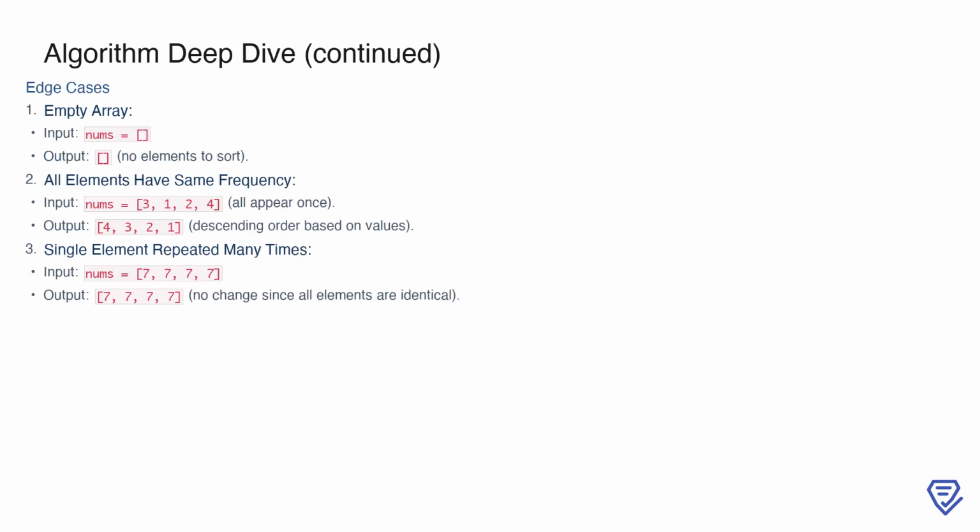When solving this problem, it's important to account for edge cases to ensure the solution works under all scenarios. First, if the input array is empty, such as nums equals an empty array, the output should also be an empty array because there are no elements to sort.